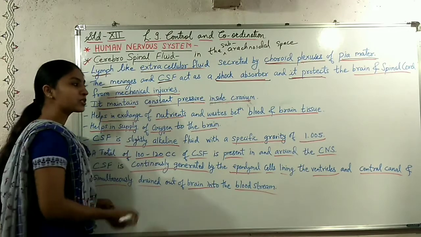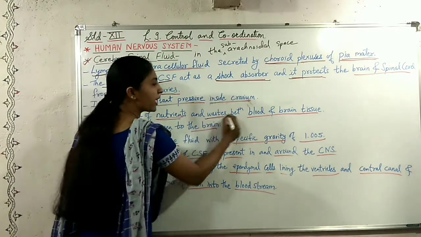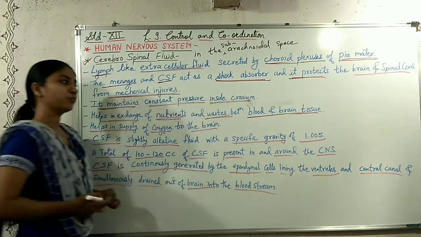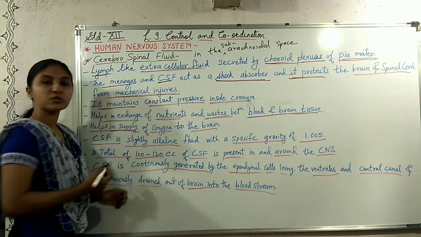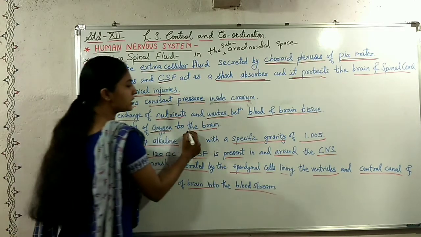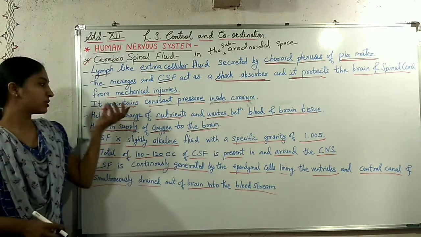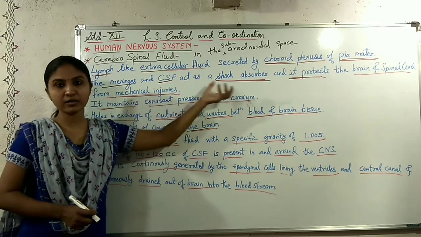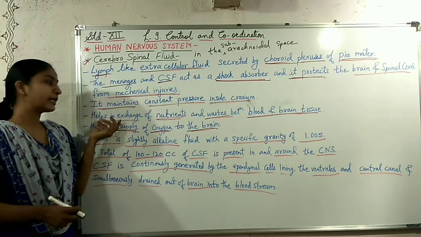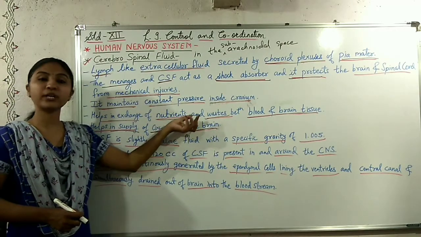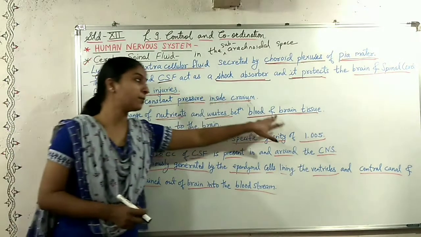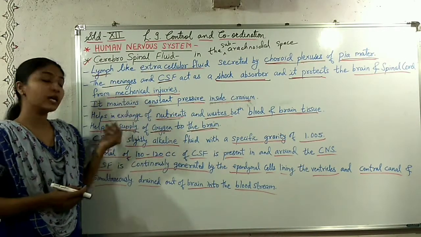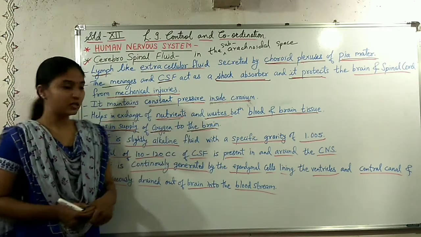It helps in the exchange of nutrients and wastes between the blood and the brain tissue, and it also helps in the supply of oxygen to the brain. So this cerebrospinal fluid maintains a constant pressure inside the cranium, and it helps in the exchange of nutrients and wastes between the blood and brain tissue. It also helps in the supply of oxygen to the brain.